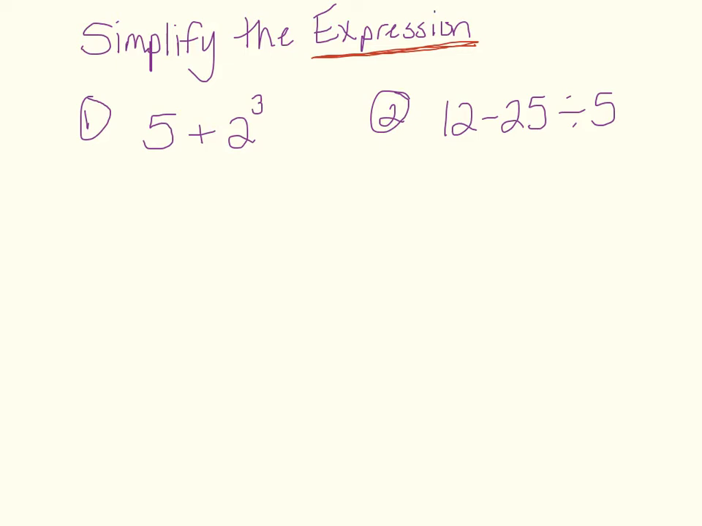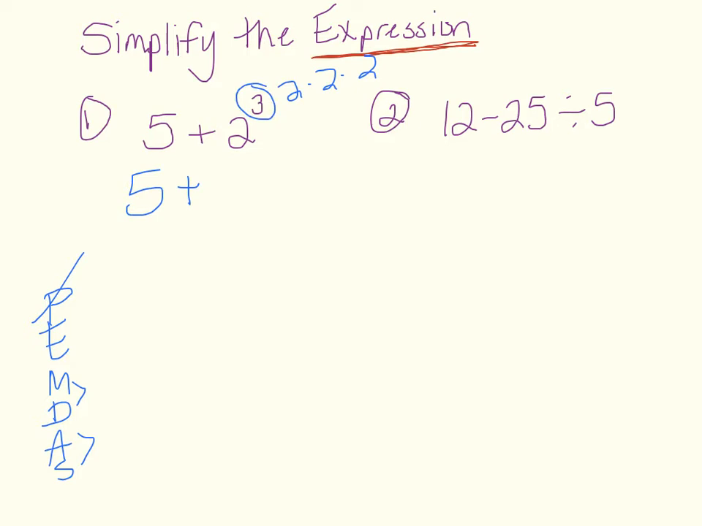We have 5 plus 2 to the third. Now, if I'm going to write over here the order I'm going to do things: parentheses, there's no parentheses here. Exponents, there is an exponent, so that's 2 to the third. So we have 5 plus, and remember, 2 to the third is 2 times 2 times 2. The exponent tells us how many times we're going to use 2. So 2 times 2 is 4, times 2 is 8. And then 5 plus 8 is 13.